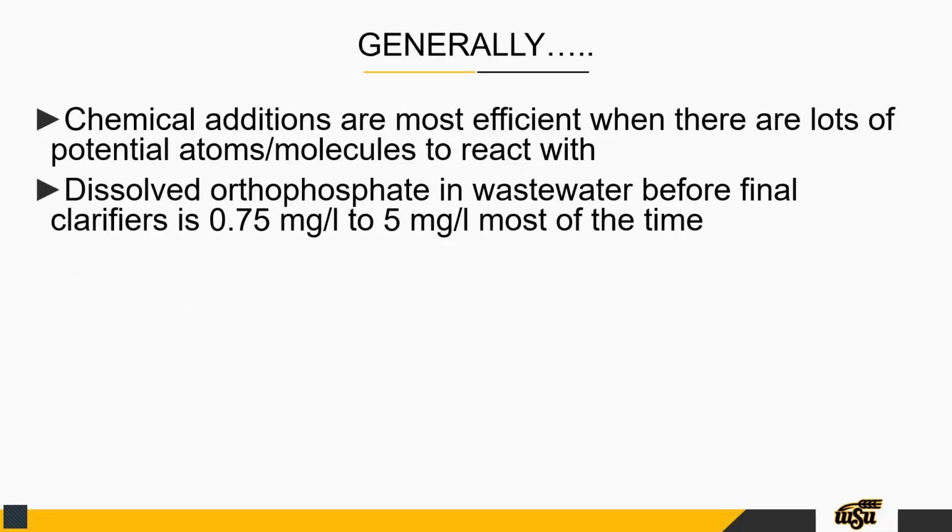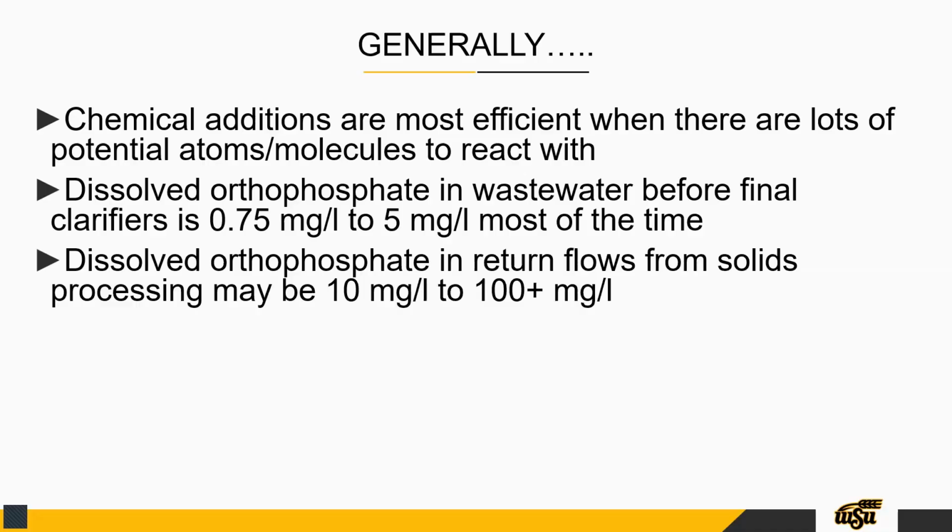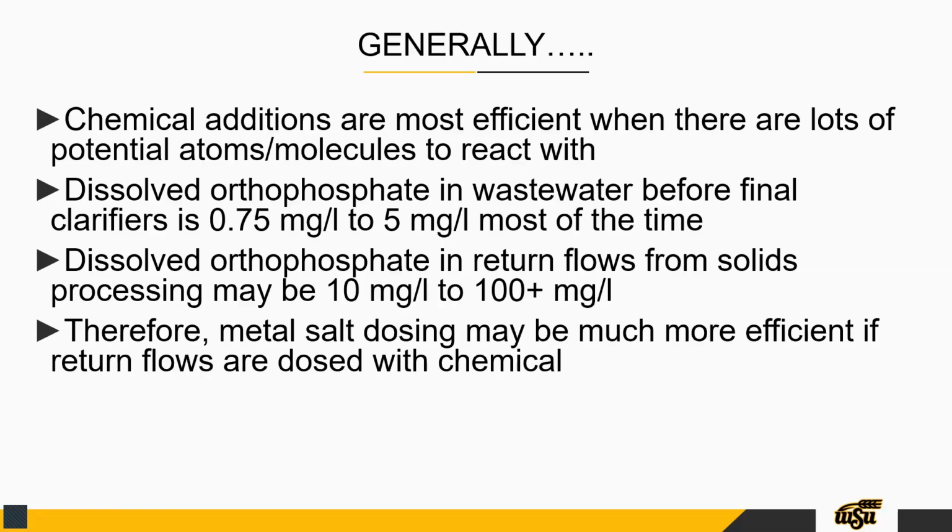So relatively low levels. What we're finding when I'm working with plants here in Kansas is that dissolved orthophosphate levels in return flows from solids processing may be anywhere on the low side of maybe 10 milligrams per liter up to greater than 100 milligrams per liter. Translate this into mass, and we're looking at some plants maybe 30, 40, 50% of their entire phosphorus loading is coming from biosolids operations. So if we can reduce that loading, in theory, we should be able to reduce the amount going out of the plant.